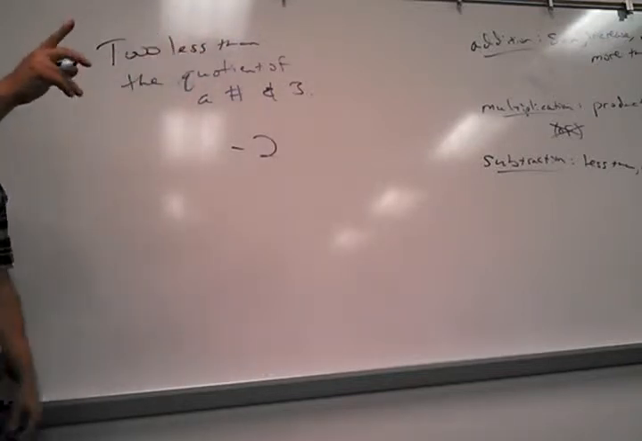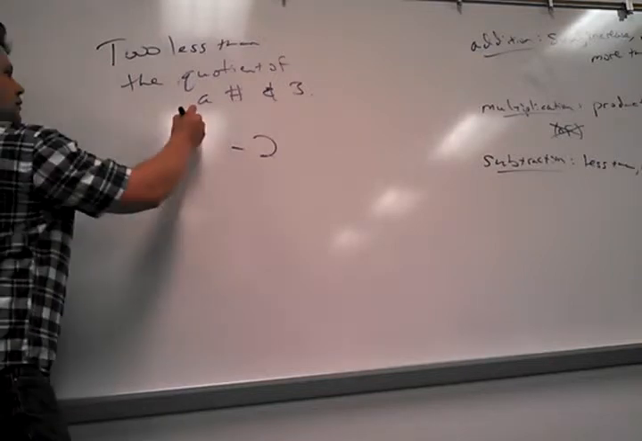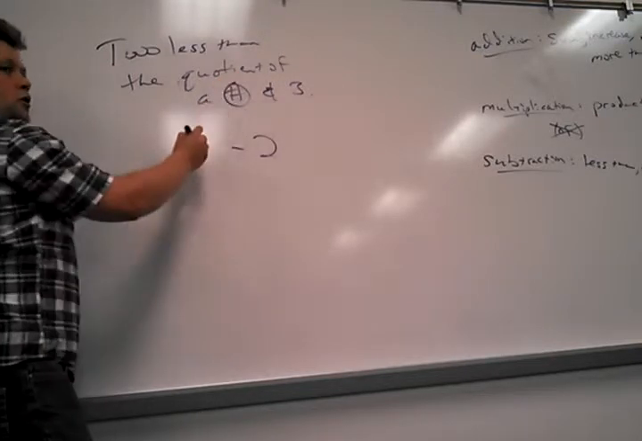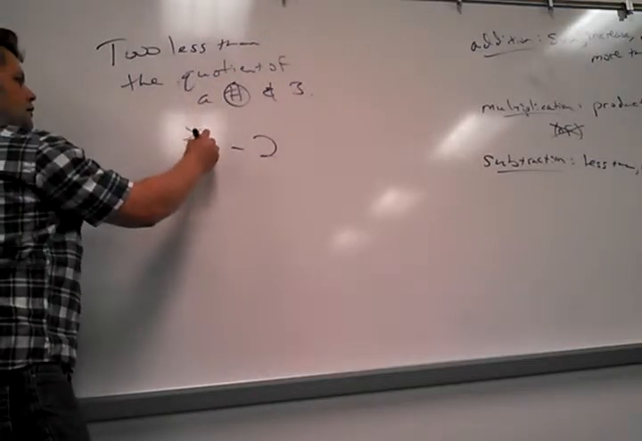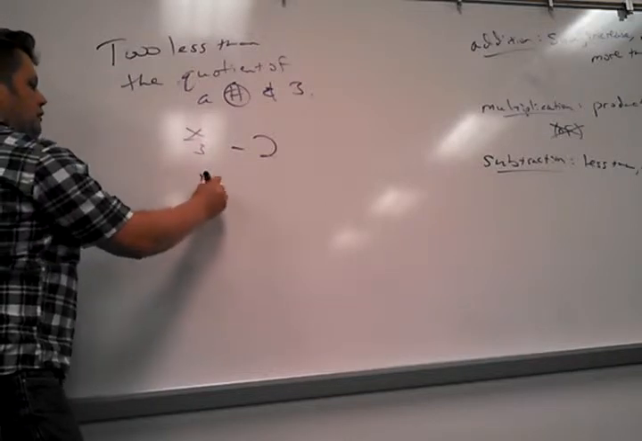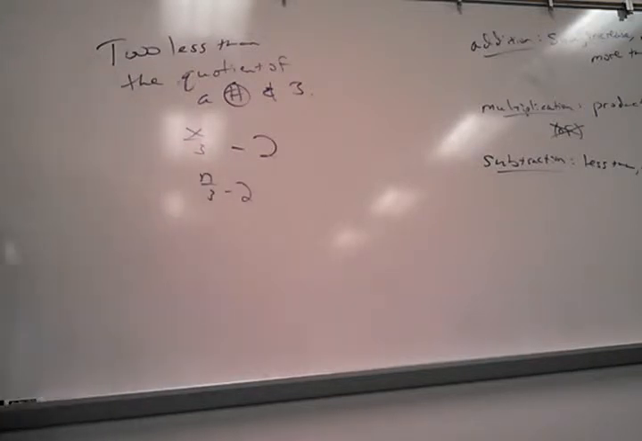The quotient, not product. But a number, don't be specific. X divided by 3, or n divided by 3, or some symbol, some letter that could mean any number. So when you see a number, be very careful. Don't pick a specific number. You have to use a variable there, so it represents all numbers.